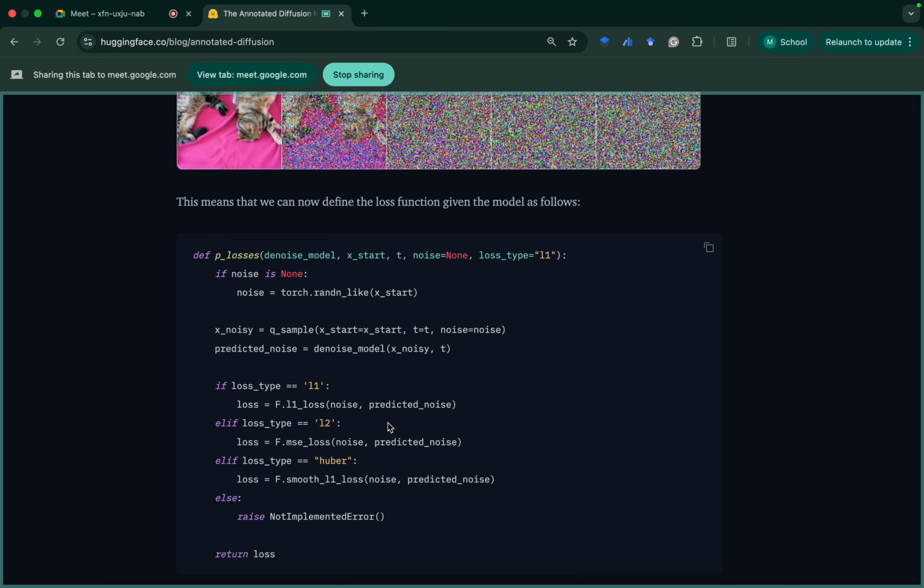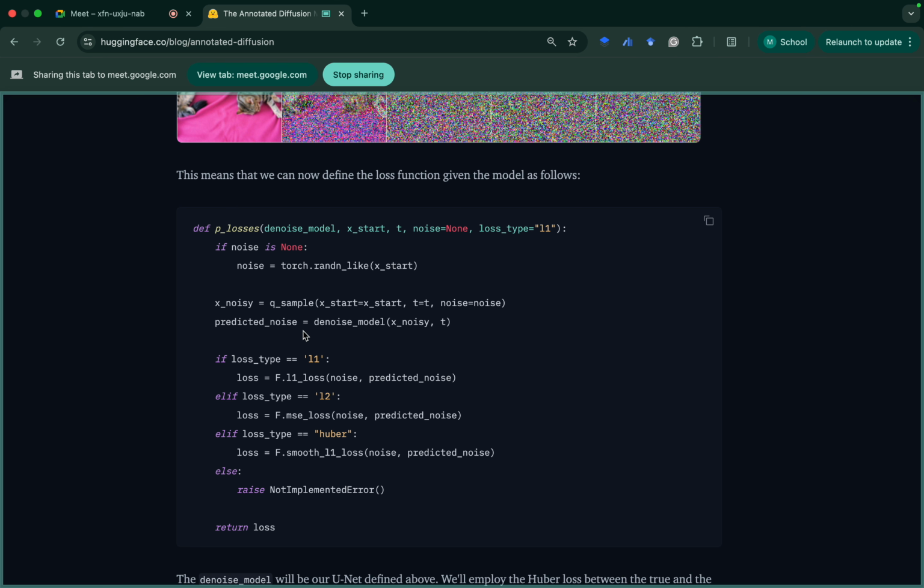Once you have this noisy image, you pass the noisy image and time step through the denoising model. The U-net takes only these two inputs, the noisy image and time step, and it gives out the predicted image. Then you apply a loss over that, which is the mean square error loss. Here they've defined different losses, but it's a mean square error loss. So that's how you get the loss function.